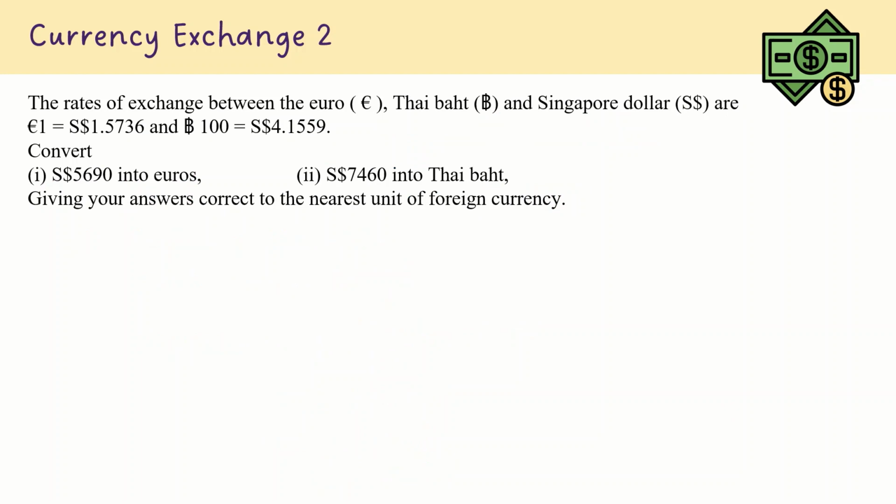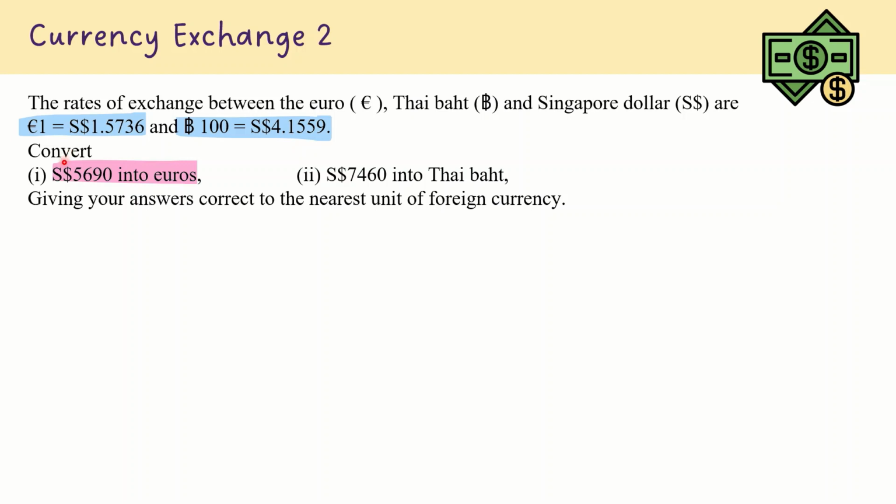We will now move on to a second example related to currency exchange. So in this example, the rates of exchange between the euro, the Thai baht, and the Singapore dollar are: 1 euro equals 1.5736 Singapore dollars, and 100 baht equals 4.1559 Sing dollars. So in part I, what we want to do is to convert 5690 Sing dollars into euros.